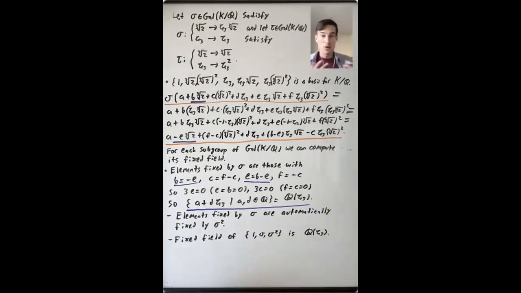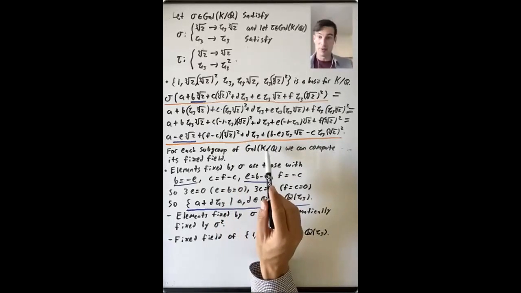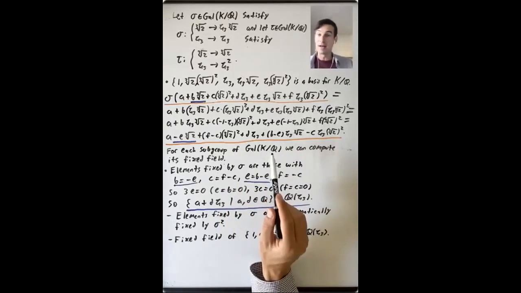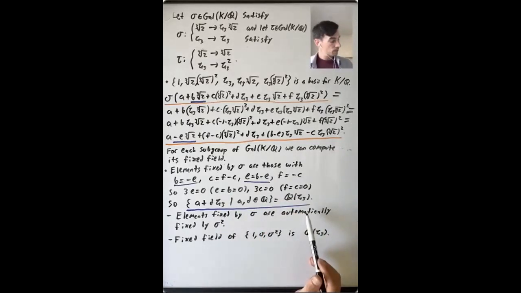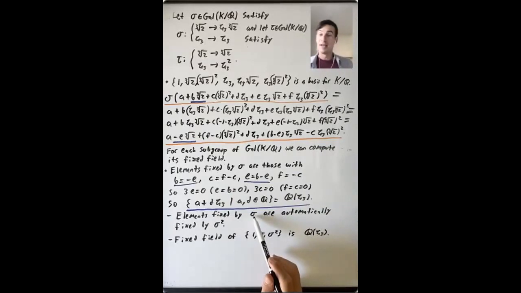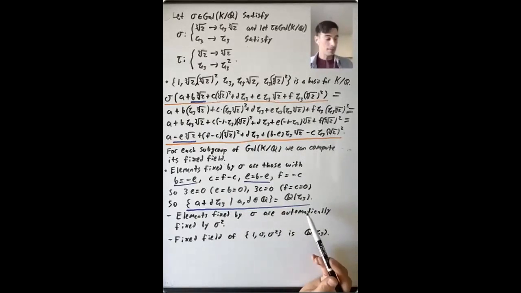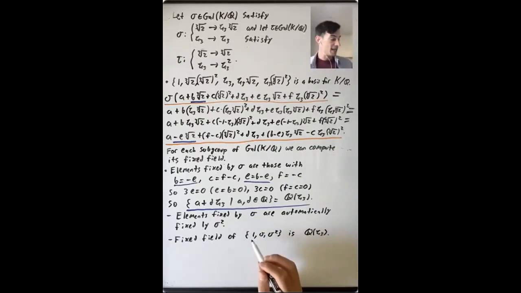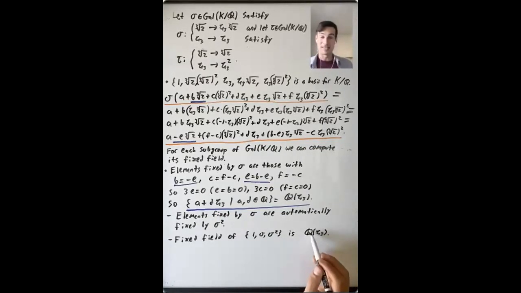So what are we really talking about? For each subgroup of the Galois group, we want to compute its fixed field, not for each element of the Galois group computing its fixed field. So if you have an element fixed by sigma, it's easy to see that it's automatically also fixed by sigma squared. Because you apply sigma, you get back the same element. You apply sigma again, you get back the same element. So what are we seeing? We're seeing that the fixed field of the subgroup of the Galois group given by the identity, sigma and sigma squared is the field generated over Q by zeta 3, Q adjoins zeta 3.